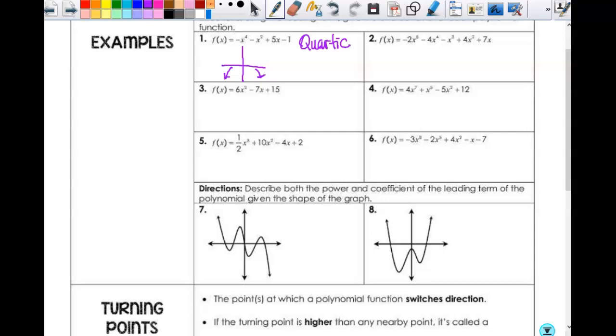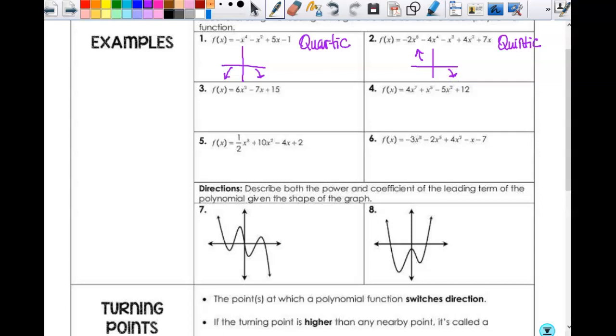Easy enough? So look at number 2. What would you call number 2? Quintic. Good. So since it is odd, that means they're going to be opposite. And since it's negative, that means it's going to have the same end behavior as a cubic that's been reflected. So it looks like this.